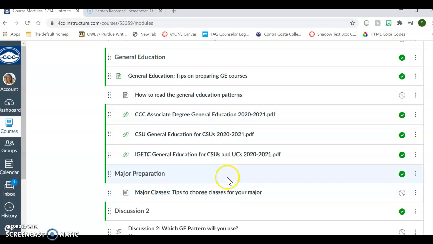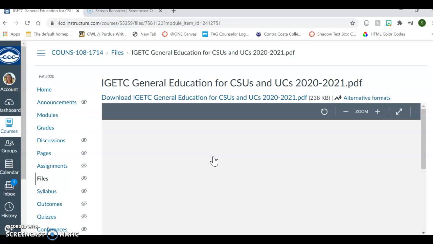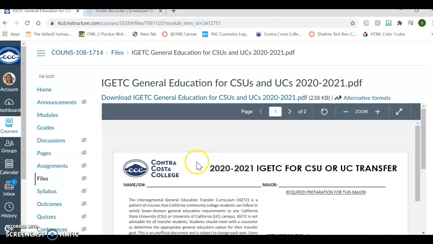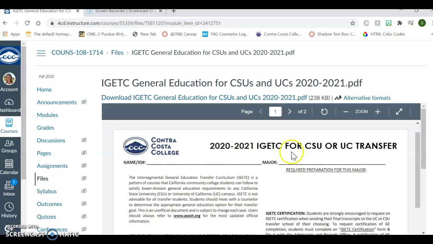Last but not least, let's take a look at IGETC, the general education for both CSUs and UCs. If you're curious, IGETC stands for the Intersegmental General Education Transfer Curriculum. It's just why we call it IGETC. So again, I want to point out that IGETC is for both the CSUs and the UCs.